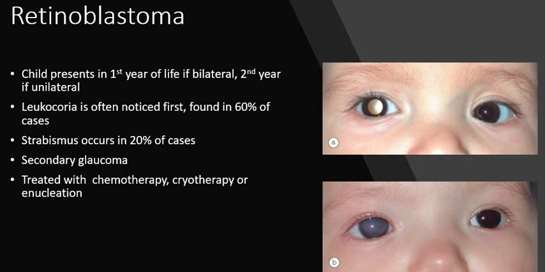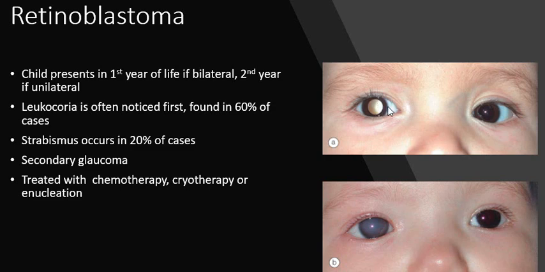So what signs and symptoms should you look out for? Well, the child will come into the clinic usually in their first year of life, or maybe second year, depending if the condition's bilateral or unilateral. And leukocoria is noticed firstly, and it's found in about 60% of cases. And that's this abnormally white reflex out of the pupil.